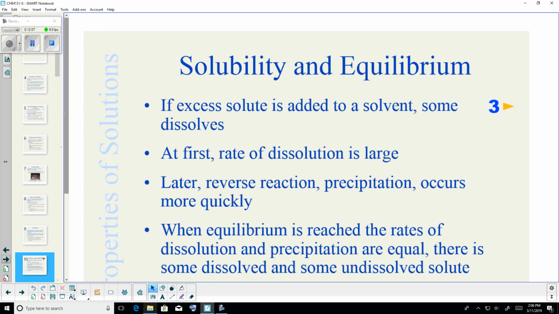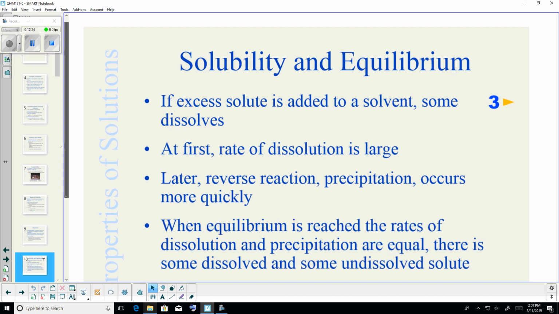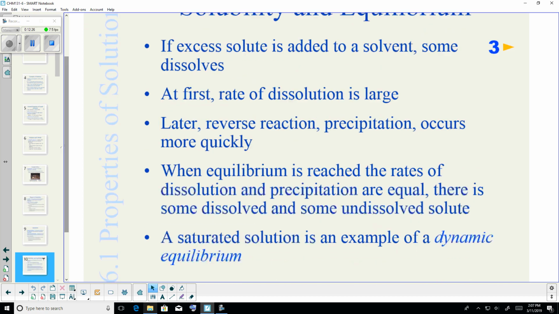So if excess solute is added to a solvent, some dissolves. At first, the rate of dissolution is large. So if you have a glass of water, the first time you add a teaspoon of sugar, it dissolves really quickly. Later, the reverse reaction, precipitation, occurs more quickly.